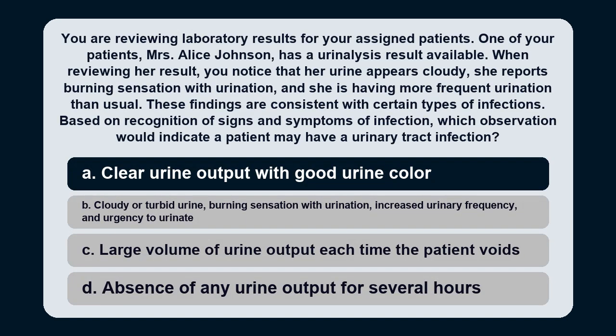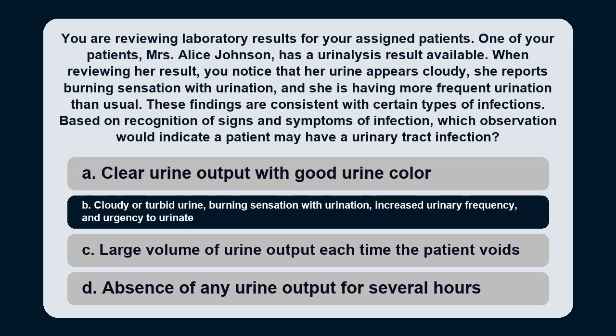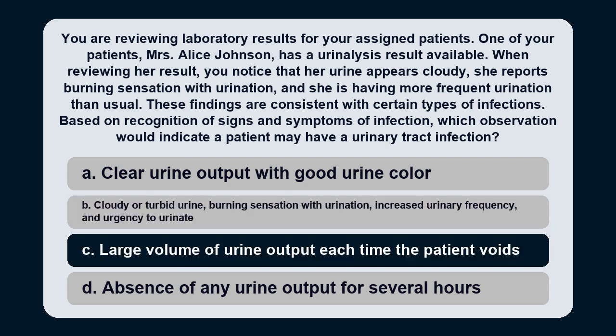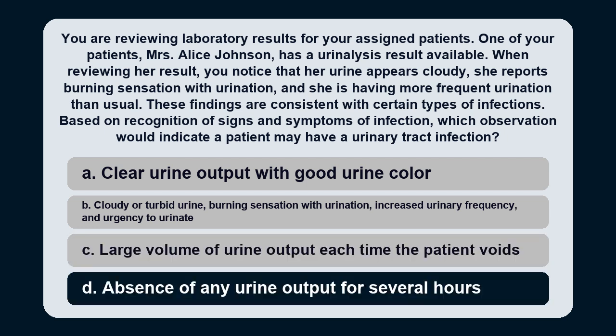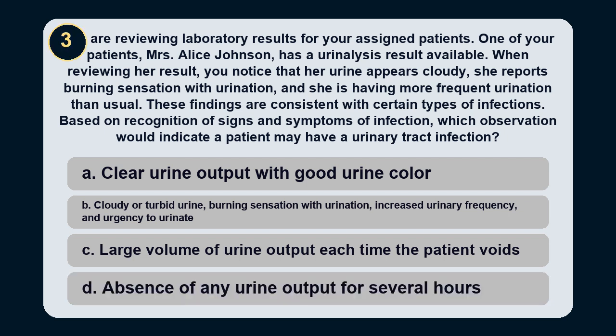Option A. Clear urine output with good urine color. Option B. Cloudy or turbid urine, burning sensation with urination, increased urinary frequency, and urgency to urinate. Option C. Large volume of urine output each time the patient voids. Option D. Absence of any urine output for several hours.